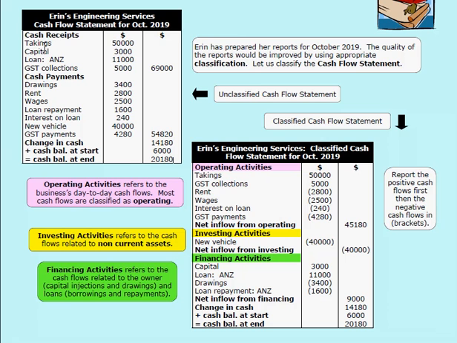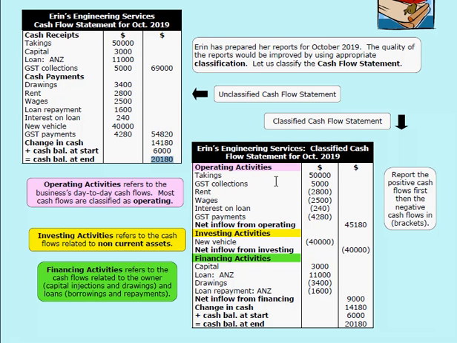This top one is sometimes called a statement of receipts and payments. It just lists the cash receipts in no particular order, less the cash payments in no particular order, and it works out the cash balance at the end, which in this case is $20,180. This is the standard unclassified cash flow statement.